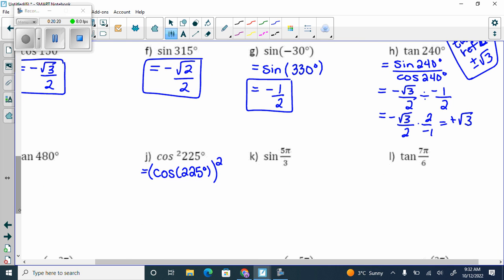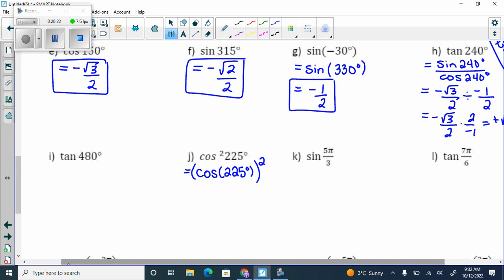All right, this one is tan 480, which is the same as tan 480 minus 360, sorry, which is 120, which is the same as sine 120 divided by cos 120, which you don't have to show all this work, I'm just proving a point. What's sine at 120?